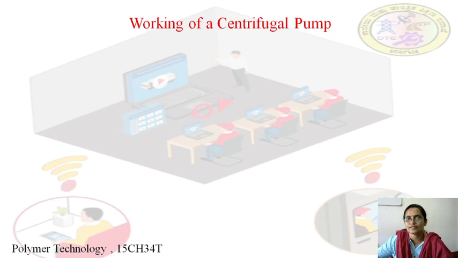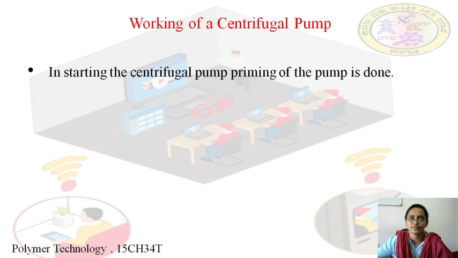Let us study the working of the centrifugal pump. The basic working of the centrifugal pump is due to centrifugal force. First, when we are starting a centrifugal pump, priming has to be done. Priming is the removal of air from the suction pipe and the impeller. So the suction pipe and impeller blades are filled with the liquid to be pumped. This is to maintain the density, as density has a relation to the pressure created. So priming of the pump is done.